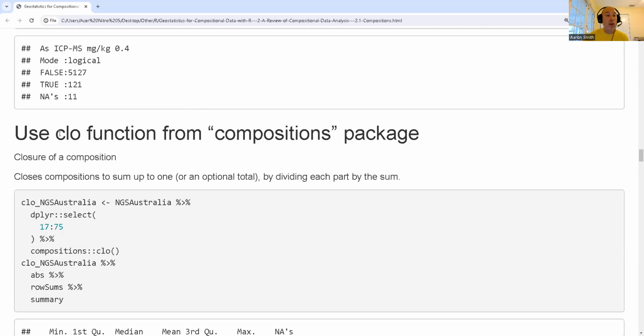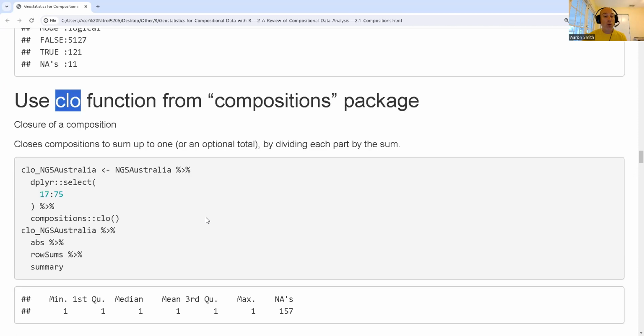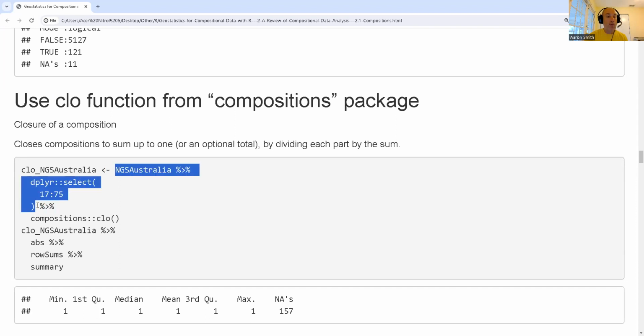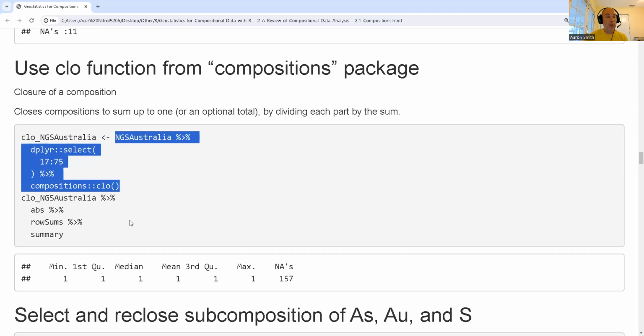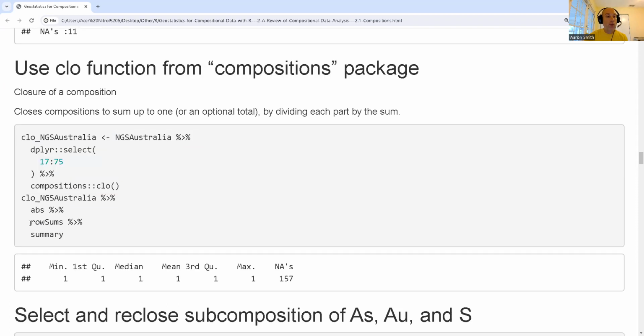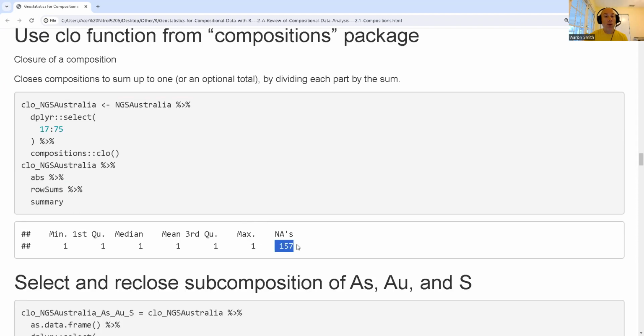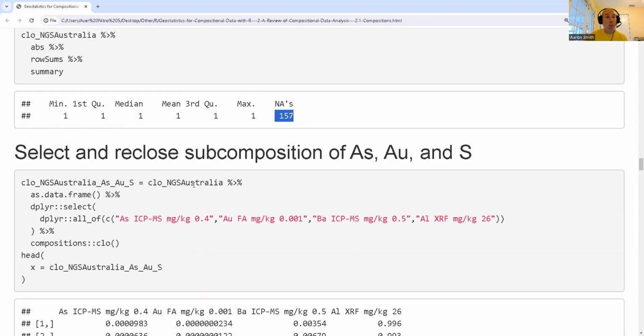All right, so now the clo function will do closure for us. What we can do is I am subsetting the data I had before. Now I'm applying the closure, and now I can look at the row sums this way. So here I run through the absolute values and the row sums, and you'll notice that here I've got that 157 missing values that I saw before.